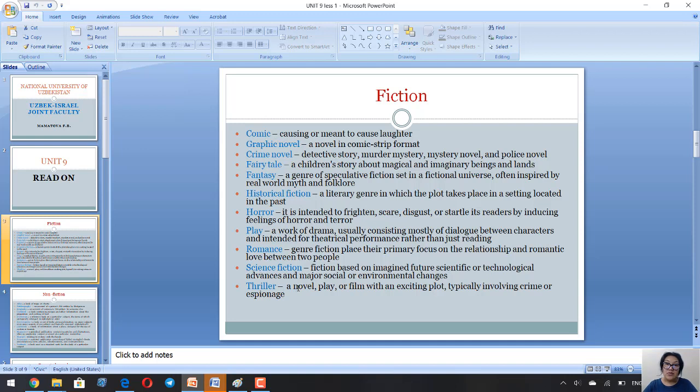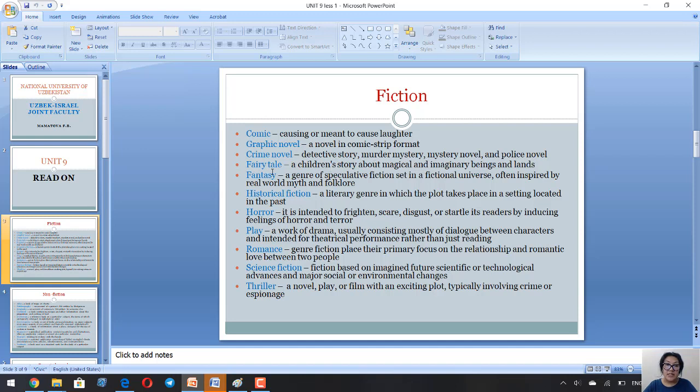And here we have the list of fiction literature. The first one, comic, causing or meant to cause laughter. Mostly you can find here funny stories. The next, graphic novel, a novel in comic strip format. It's a book where you can find a lot of pictures in boxes. It's an illustrated story. Next, crime novel, detective story, murder mystery, mystery novel, and police novel. When there is a story about crime, criminal.